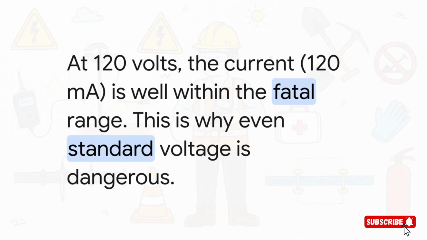So, how does this actually apply in the real world? Well, it's all governed by Ohm's law. Current equals voltage divided by resistance. Let's use a really practical example. The average human body has a resistance of about 1,000 ohms. So, if you touch a standard 120-volt AC source, well, 120 volts divided by 1,000 ohms gives you 120 milliamps of current. That is well within the fatal range we just talked about. That's why even standard voltage is so incredibly dangerous.